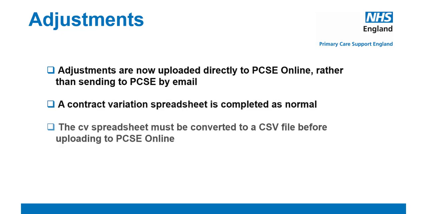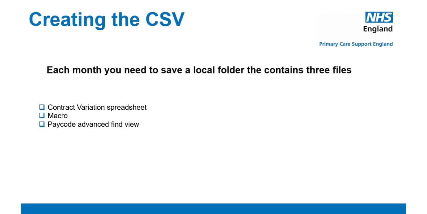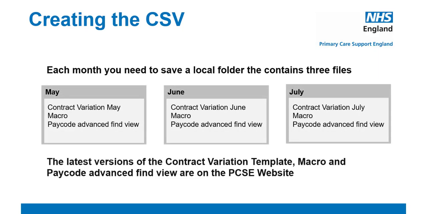The contract variation spreadsheet is completed and must be converted to CSV files before uploading to PCSE Online. This must be done each month, and 3 files must be saved locally for you to run the conversion to a CSV file. The latest versions of the contract variation template, the pay code advanced find view, and the macro used for the conversion can be found on the PCSE website.